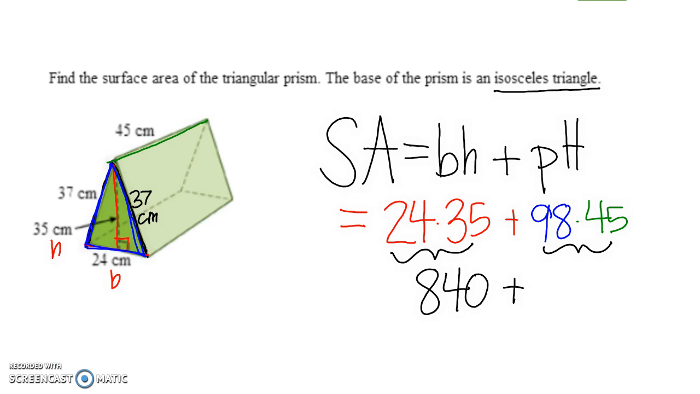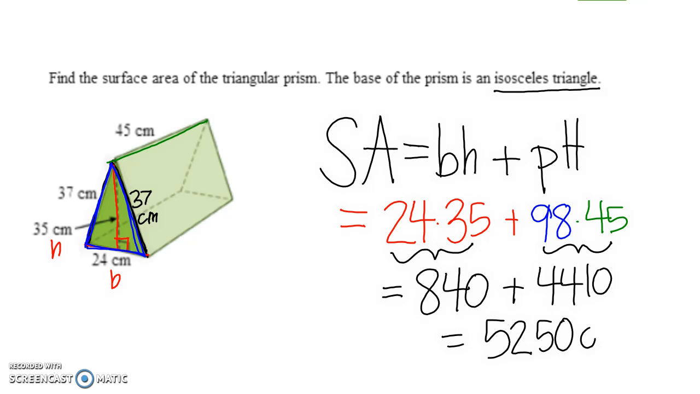98 times 45 gives me 4,410. And then we add those two together, and we get 5,250. And that's centimeters squared. Alright, so that's our example of a triangular prism.